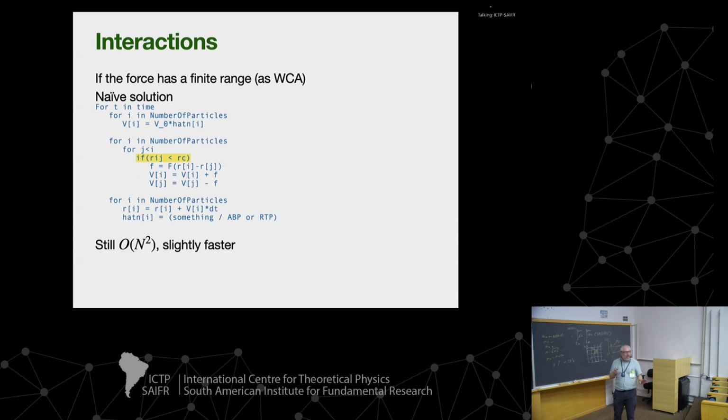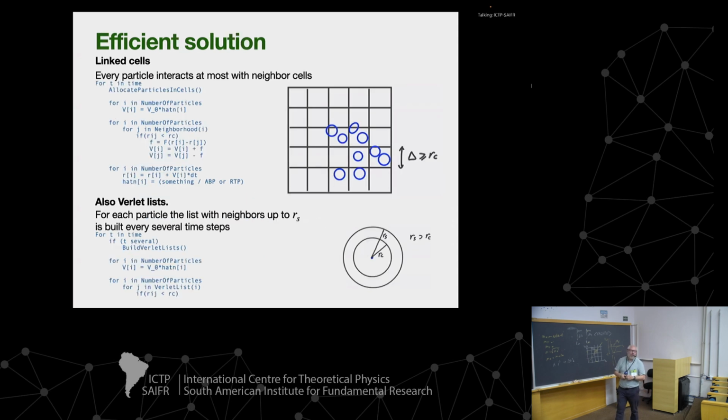It is better because you don't have to compute the force, which normally is a complicated expression. First, you have to build a vector, compute some powers, etc. So the check takes almost nothing, and your code can run, I don't know, twice as fast. Still n squared, but twice as fast. Okay, what's the good solution? There are several solutions. There are two standard solutions.